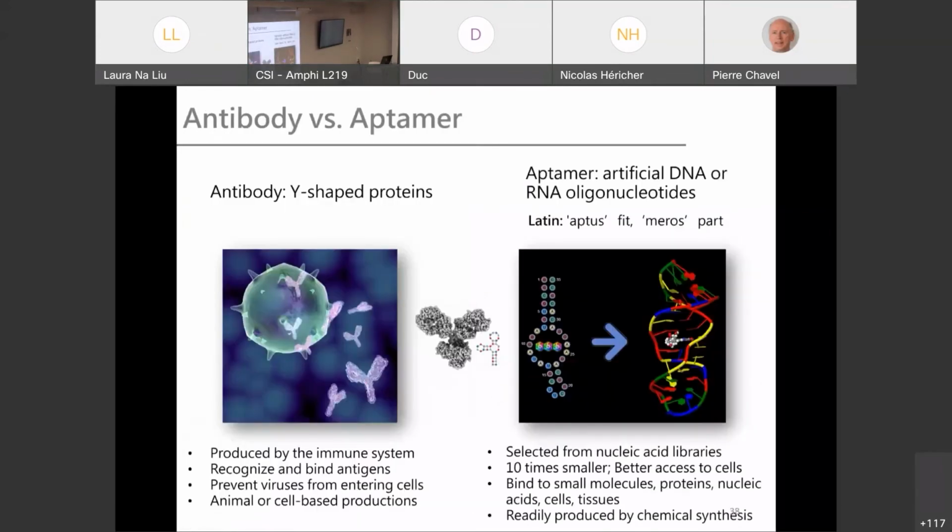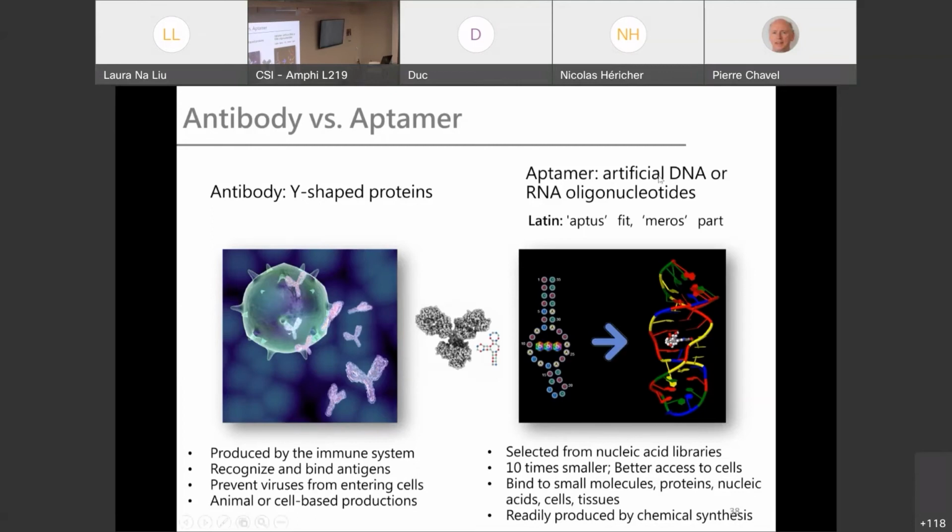So then the next is a little bit about the application of such a dynamic plasmonic platform. Here I also have this slide to summarize the difference between antibody and aptamer. Everybody knows antibody, especially during this corona crisis, we really need the antibody. Antibody is normally these Y-shaped proteins produced by our immune system. The production of such antibodies is quite expensive if we want to use it in the experiment.